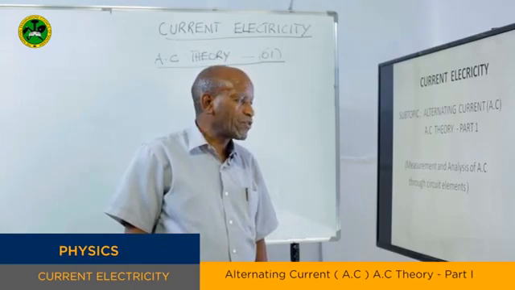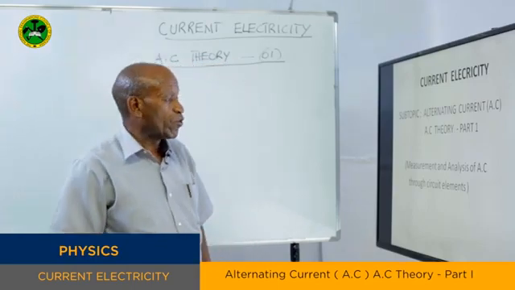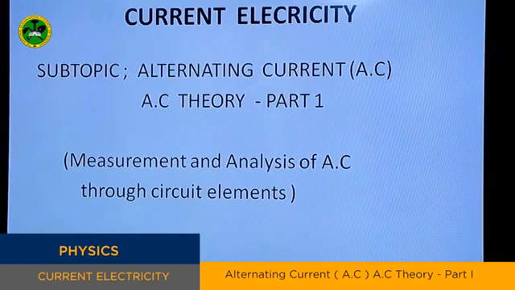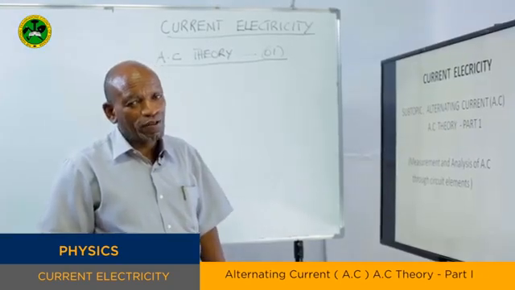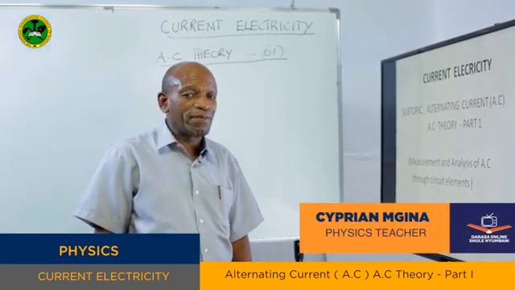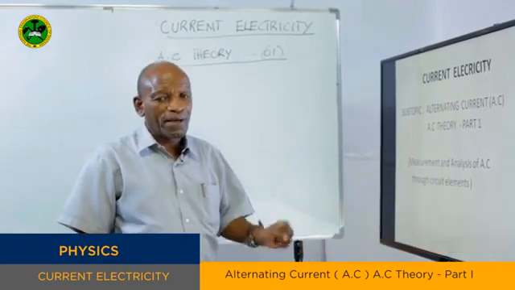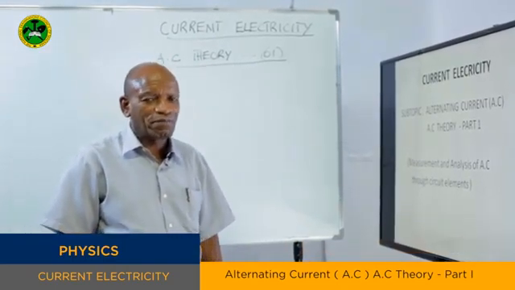And today we are going to look into the topic of current electricity, the subtopic of alternating current, the AC theory. And this is the first part, where we shall look into the measurement and the analysis of the AC through circuit elements. We shall be looking basically at three circuit elements: a resistor, a capacitor, and an inductor.